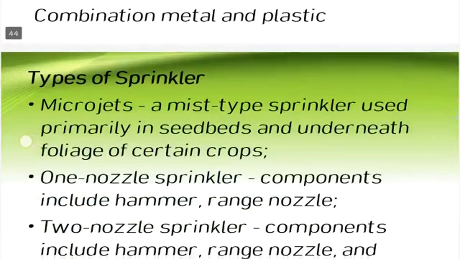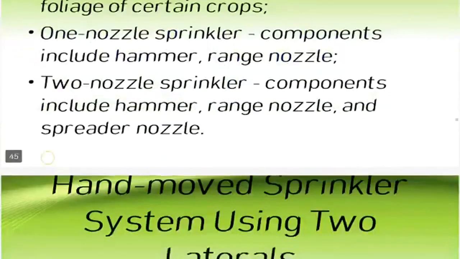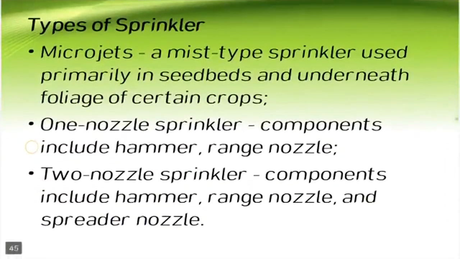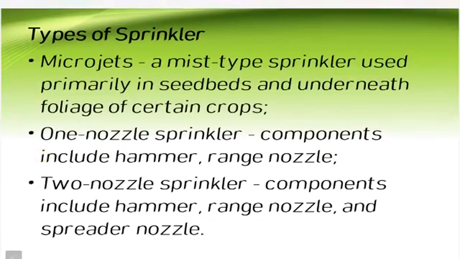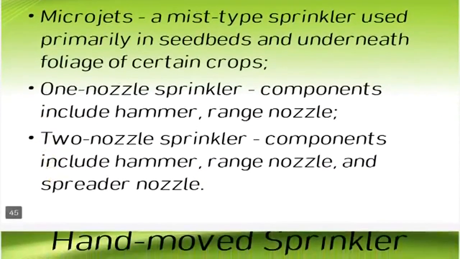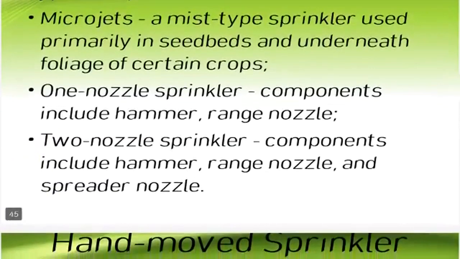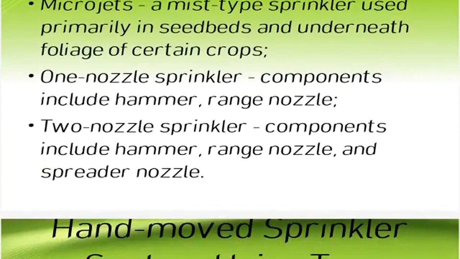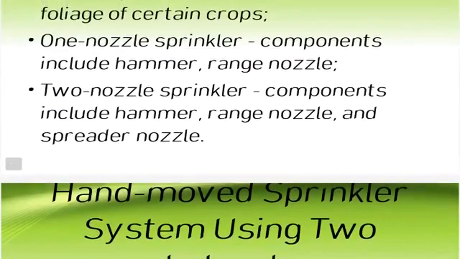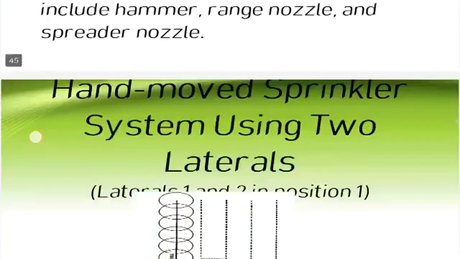So, types of sprinkler. There are three types of sprinkler. The first one is microjets, a mist type sprinkler used primarily in seedbeds and underneath the foliage of certain crops. Second is the one nozzle sprinkler. Components include a hammer range nozzle. Third is the two nozzle sprinkler. Components include a hammer range nozzle and a spreader nozzle.